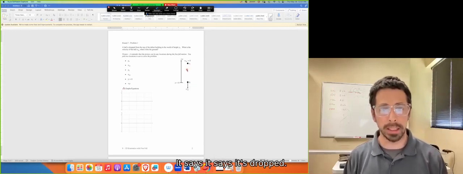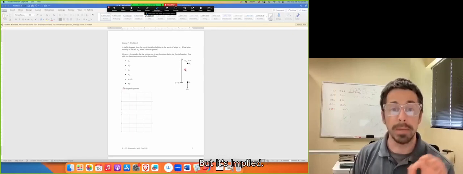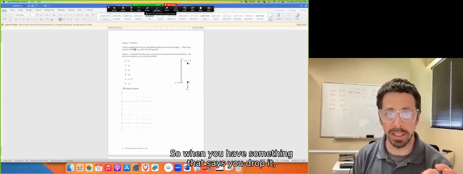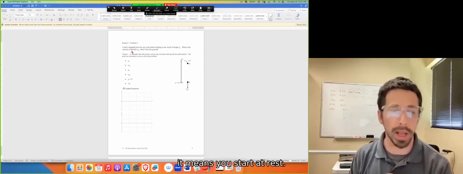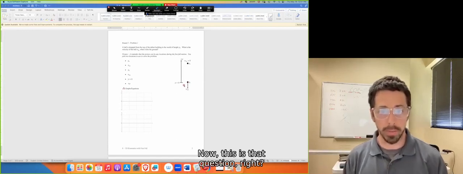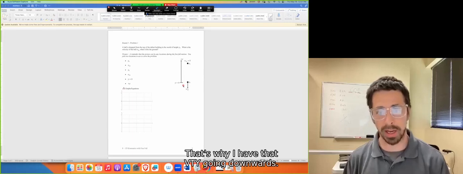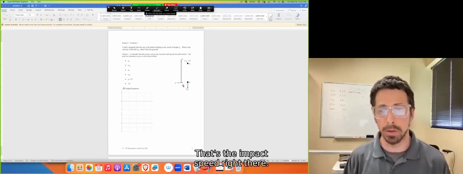It says it's dropped. That doesn't say it starts at rest, does it? But it's implied. So when you have something that says you drop it, it means you start at rest, right? And then y2 is a little bit down here and has a v2y. Now, this is that question, right? What's the velocity when it hits the ground? It's not 0. That's why I have that v2y going downwards. That's the impact speed right there.